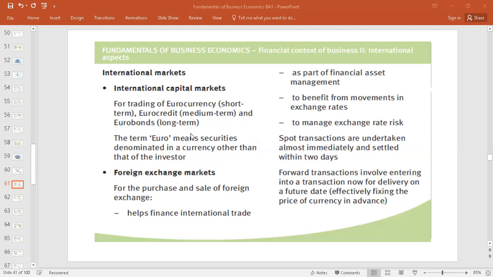Then we see there are foreign exchange markets, where there is purchase and sale of foreign exchange. So people trade in foreign currency. They purchase foreign currency and at the appropriate time they sell foreign currency. If they are already holding foreign currencies and it is the right time to reap benefit, they can sell the foreign currency. So people do trade in foreign currencies. The purchase and sale of foreign exchange helps finance international trade, as part of financial asset management, to benefit from movements in exchange rates, and to manage exchange rate risk.